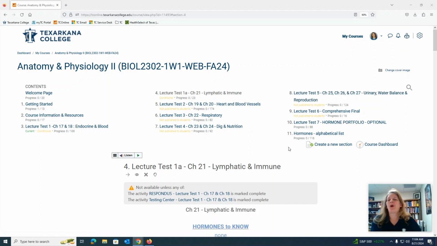This is test 1A, chapter 21. This is the only chapter that's going to be on this test. Chapter 21 kind of floats around. It's kind of an independent chapter, so we can put it wherever. It doesn't really go with another chapter, it's a standalone. So I just went ahead and put it right after chapter 17 and 18. Let's go ahead and take a look and see what's in here.